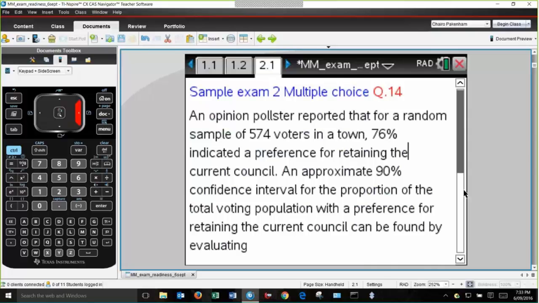So the first question I'm going to look at is question 14 in the multiple choice. An opinion pollster reported that for a random sample of 574 voters in a town, 76% indicated a preference for retaining the current council. An approximate 90% confidence interval for the proportion of the total voting population with a preference for retaining the council is found by evaluating... Okay, so we want a 90% confidence interval.